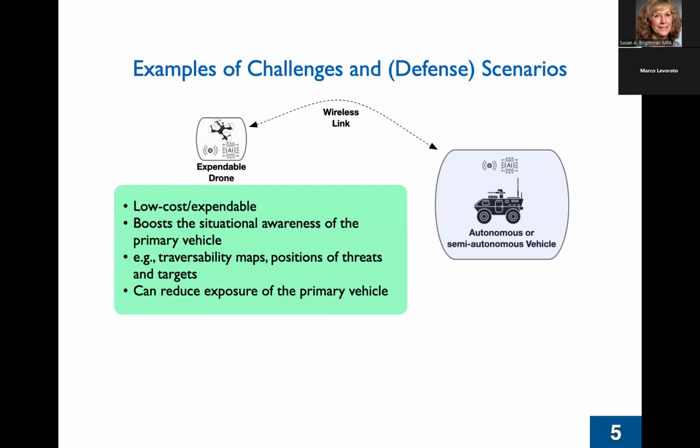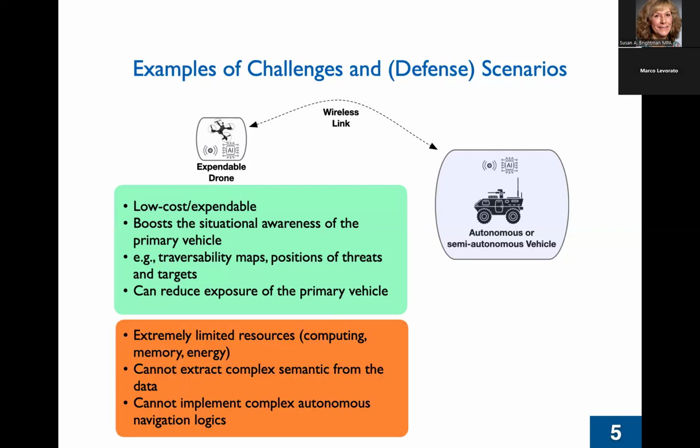So one possible way to solve this is by building a collaborative system. For instance, you have some low-cost, attritable, expendable drones that have very low capabilities, right? But from a point of view of operations, if you build that link, then you can boost the capabilities of a primary vehicle, for instance, by improving situational awareness, by providing traversability maps, bird eye view maps, information about other vehicles that are present in the environment, and also can reduce operational exposure of a vehicle.